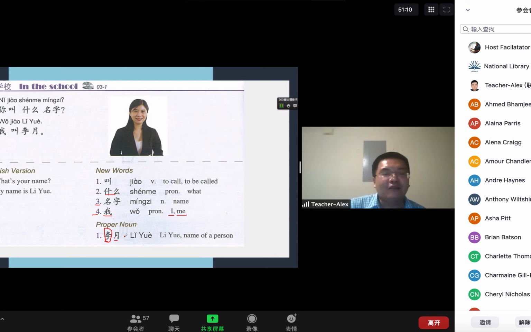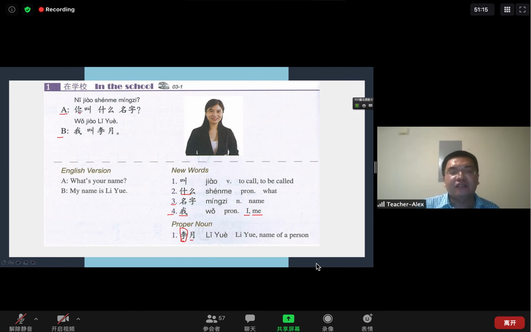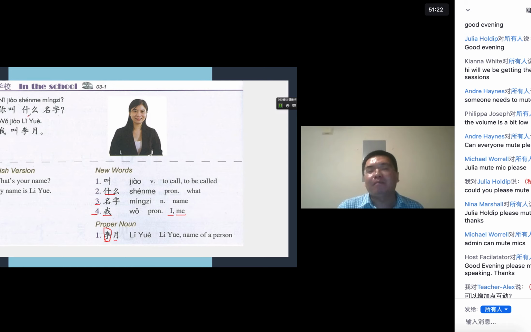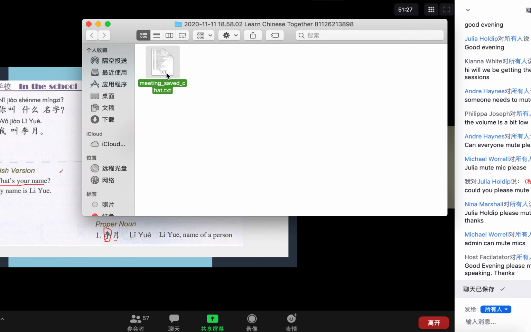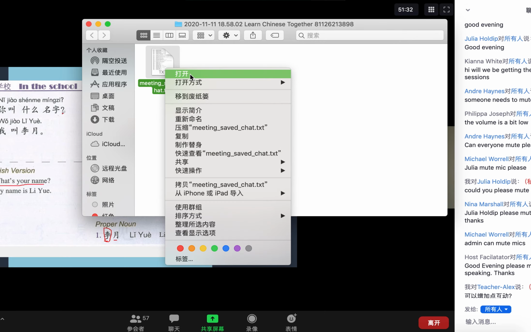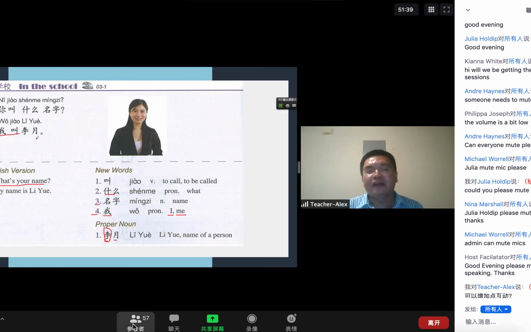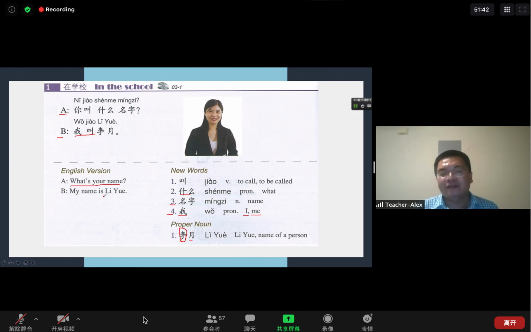So let's look at this dialogue. The first sentence, 你叫什么名字? Which means, what's your name? 你叫什么名字? Yeah, the answer, 我叫李月. 我叫李月. My name is 李月. Okay, this dialogue, any volunteer want to read it?